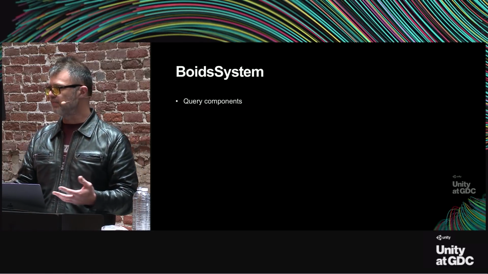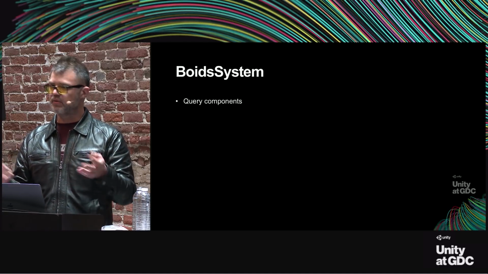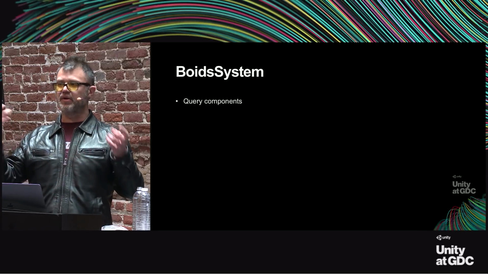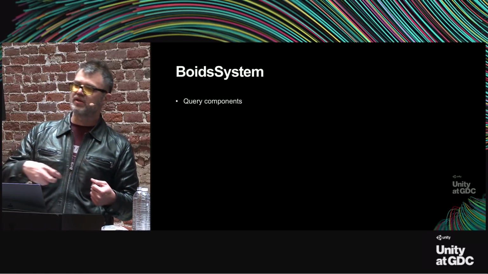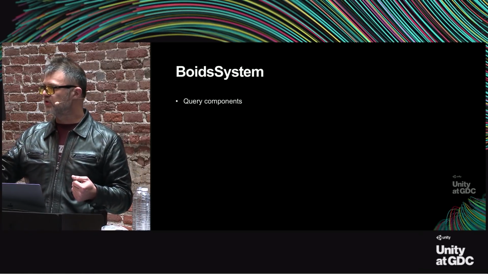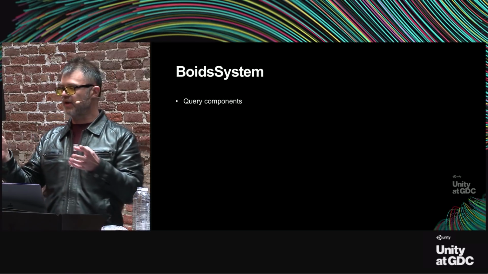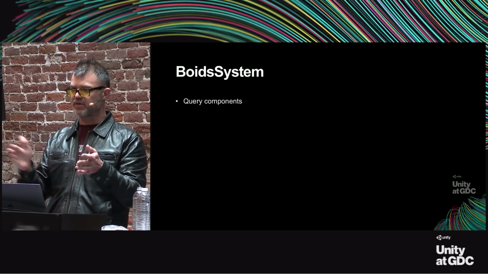BoidSystem, in concept, is very simple. It's just changing the heading. In practice, how do Boids generally work? If you're not familiar with it, you can imagine a bird or a fish, and the idea is it's moving towards some target or multiple targets. It's trying to avoid some obstacles, and it's trying to avoid bumping into the things next to it, and it's trying to align to the things next to it as well.